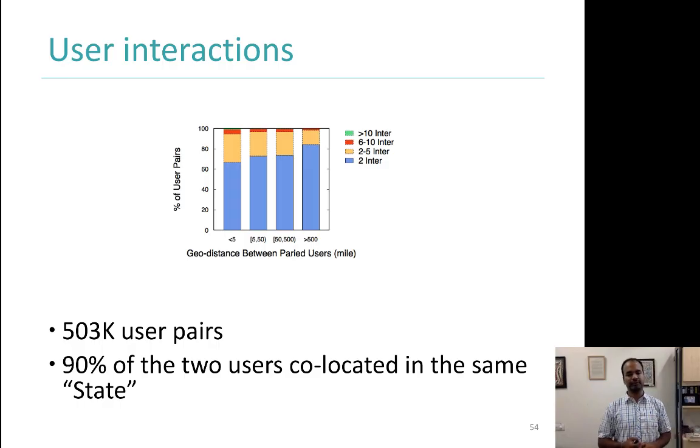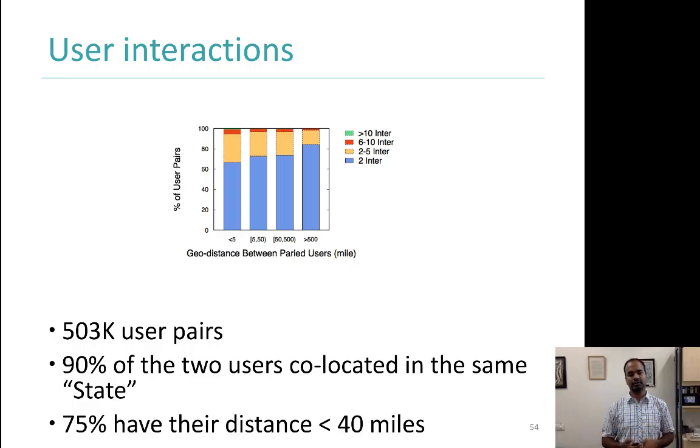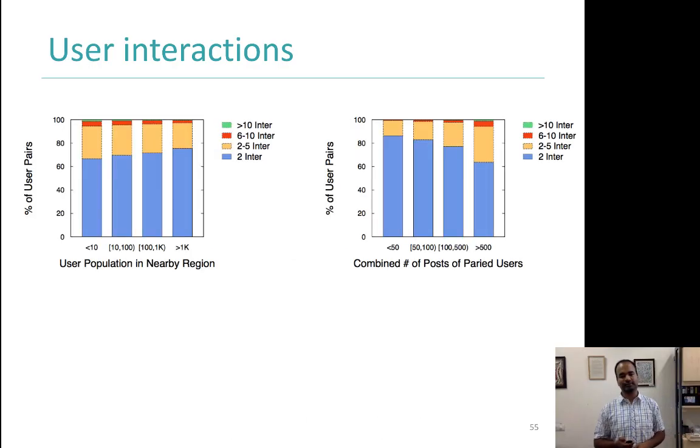90% of the two users are co-located in the same state. 75% have a distance of less than 40 miles. So this basically shows that the users are also co-located very closely, with 75% within less than 40 miles.